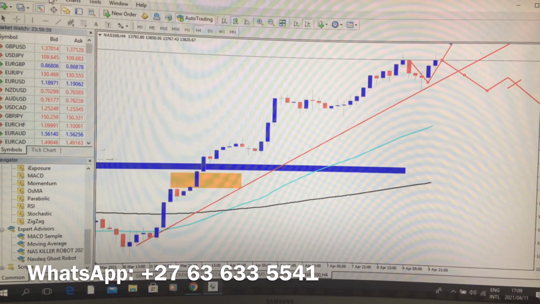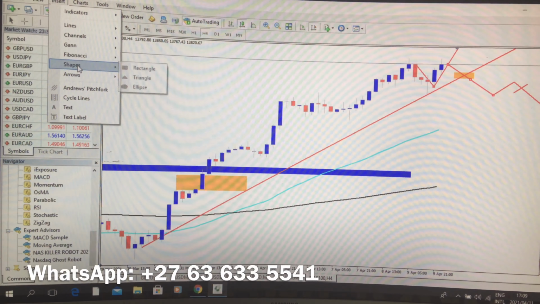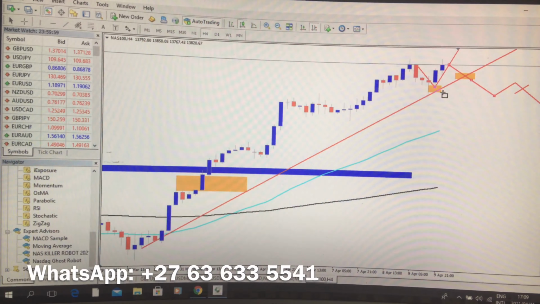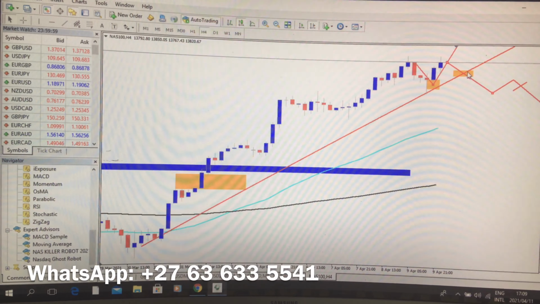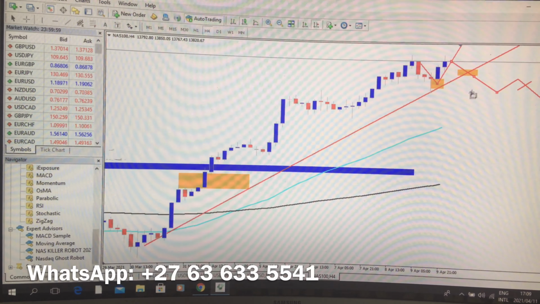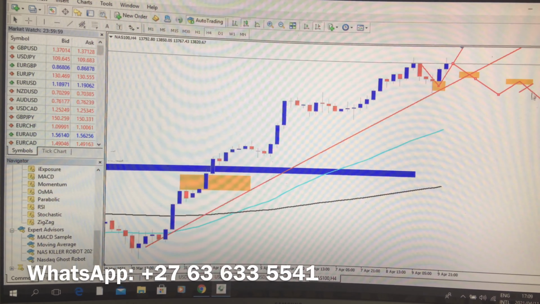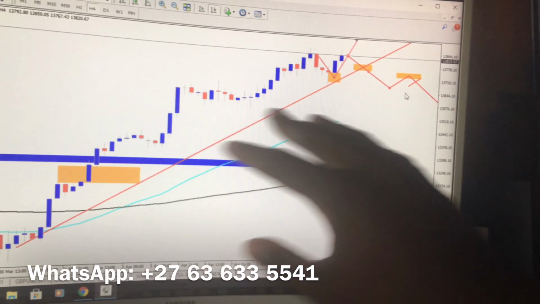They broke where? They broke here. Do you see that? Where did they retest? They retested here. Did you see that? So this was a retest. You take a buy. This is a break. You take a sell. But before you take a sell on the break, you wait for this retest. Then you take a sell here after the retest. It's very easy, guys, when you want to analyze NasDaq.